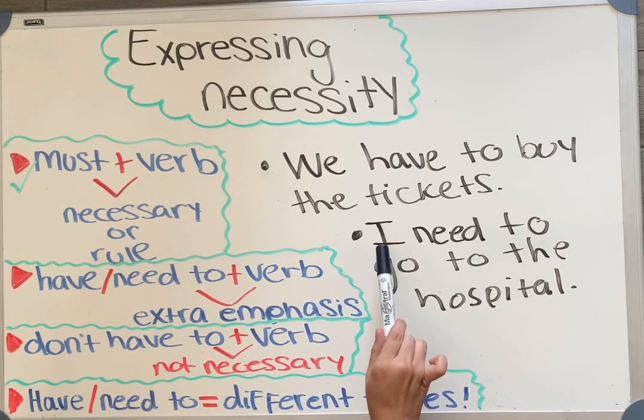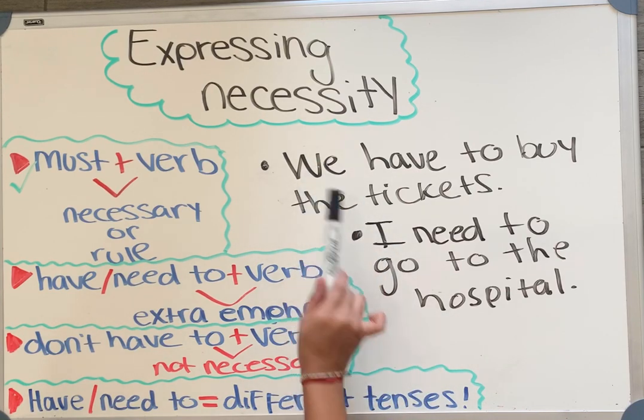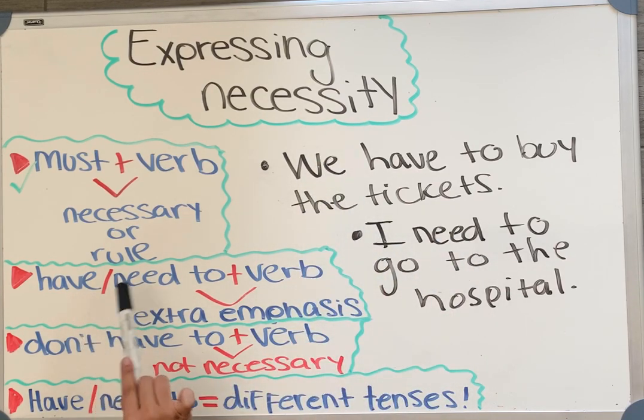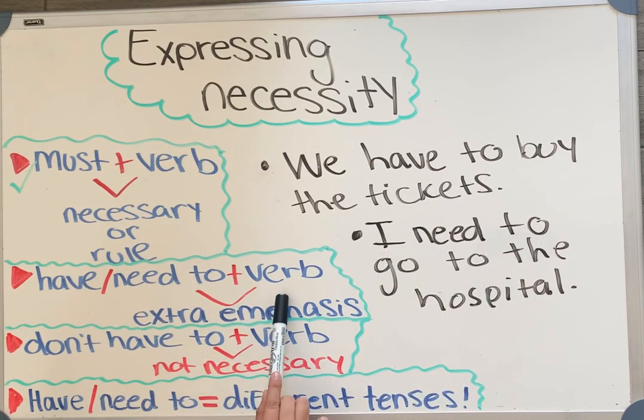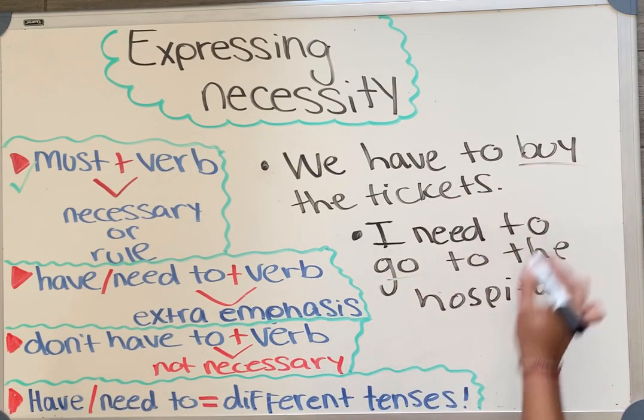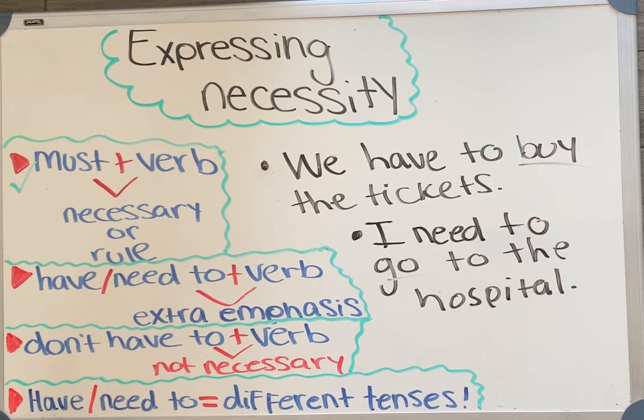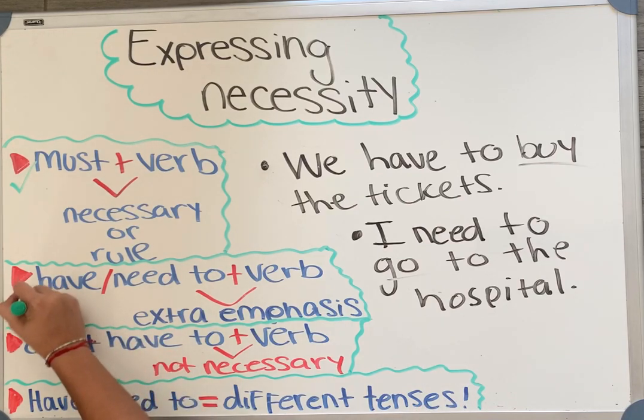All right, so I have the subject, the have to right here, and need to right here, and then the verb, buy and go. As you can see, the verb is in base form. El verbo está en forma base, okay? It's very important to check that. So that is that. We're finished with this part.